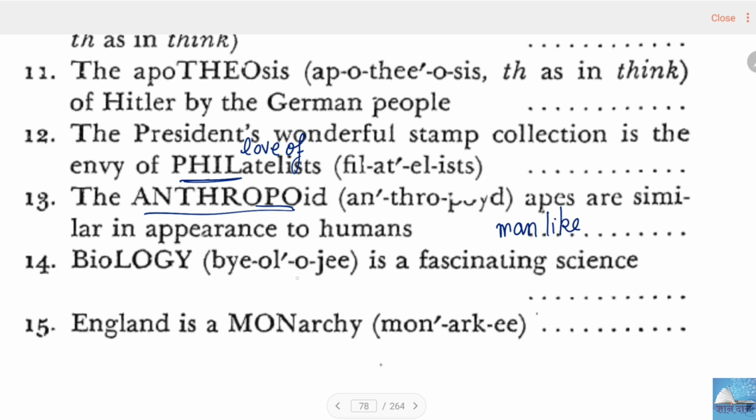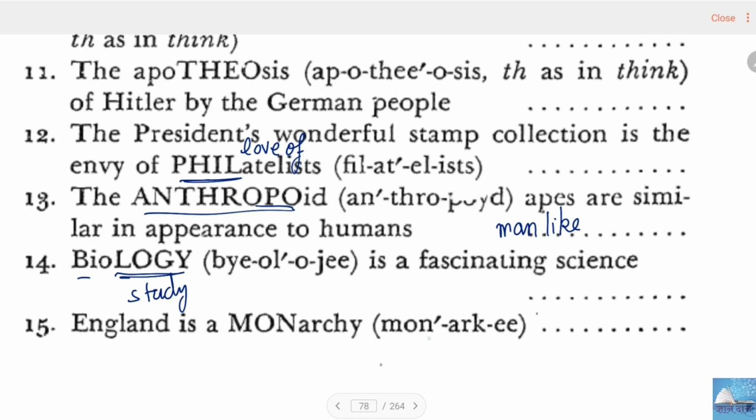Biology is a fascinating science. Biology has logy, which means study of. So this is the study of life.